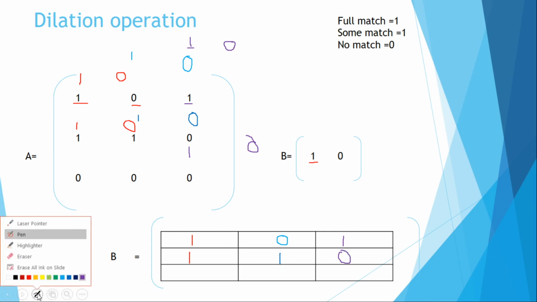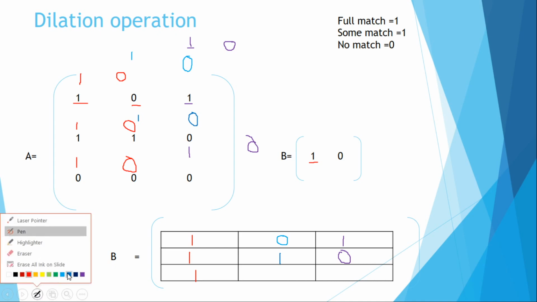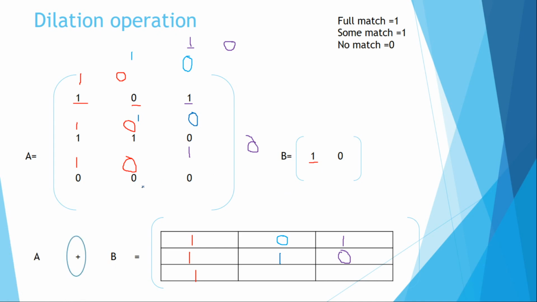Next one is 1 0. Match, yes, there is a match with respect to 0 0, so 1. And next one, for the structuring element, this for us is 0. So 0 1 is not matching, but 0 0 is matching. So if any one of the values matches, 1.